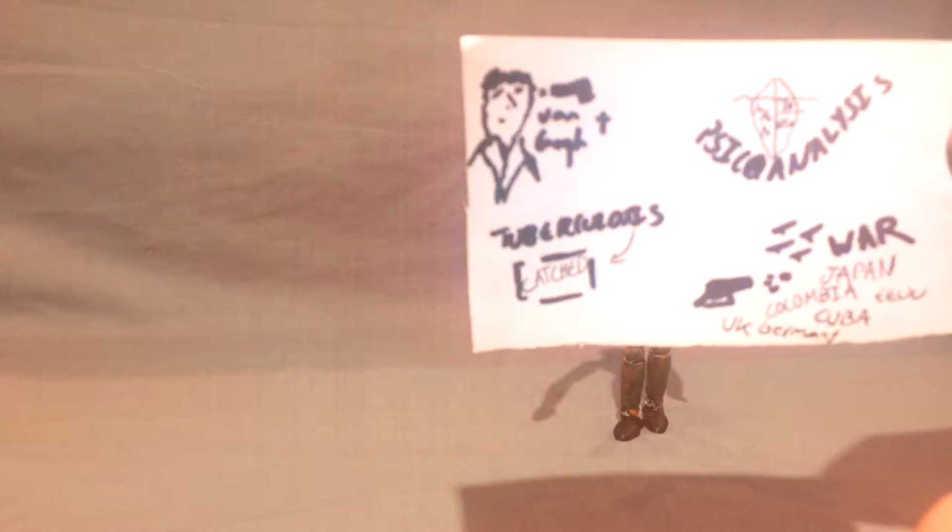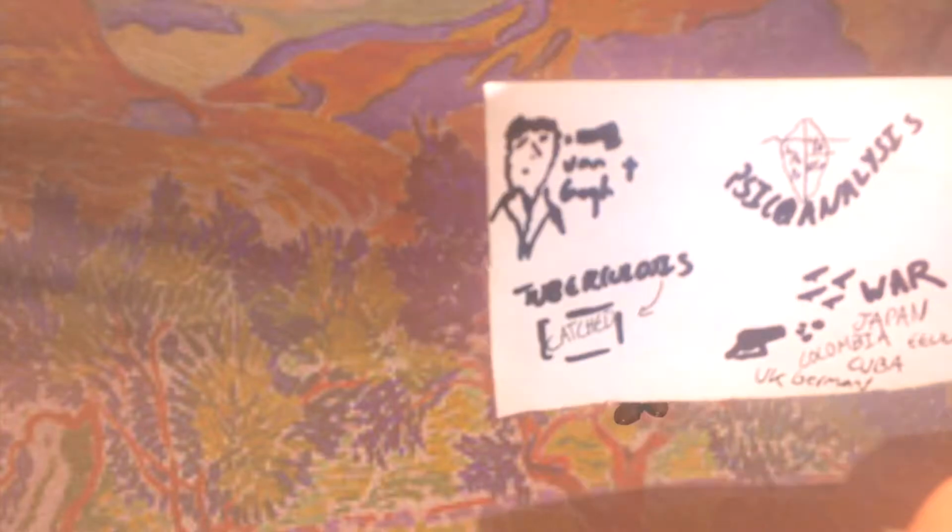In the 1890s, Van Gogh committed suicide. Sigmund Freud creates psychoanalysis. The virus of tuberculosis was found. A lot of wars started around the world. The movement in this decade was Fauvism. Fauvism didn't worry about figure, but about color.